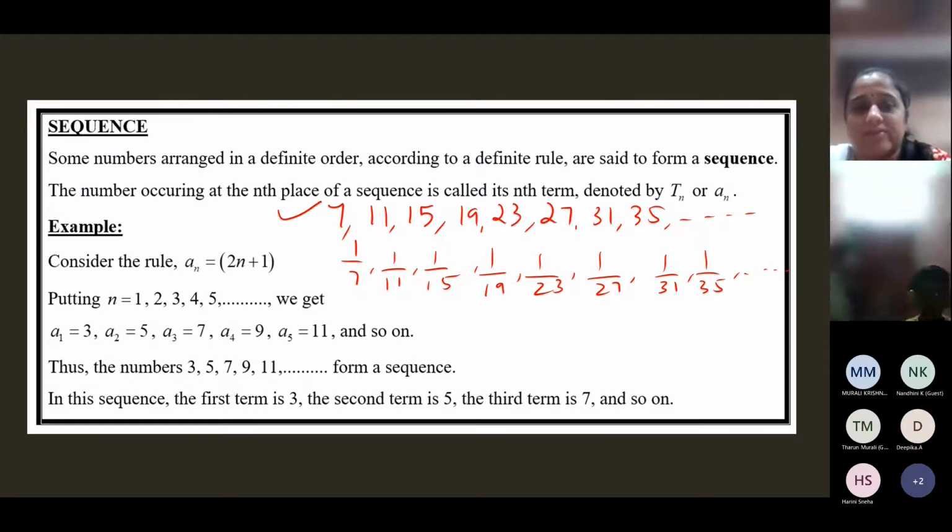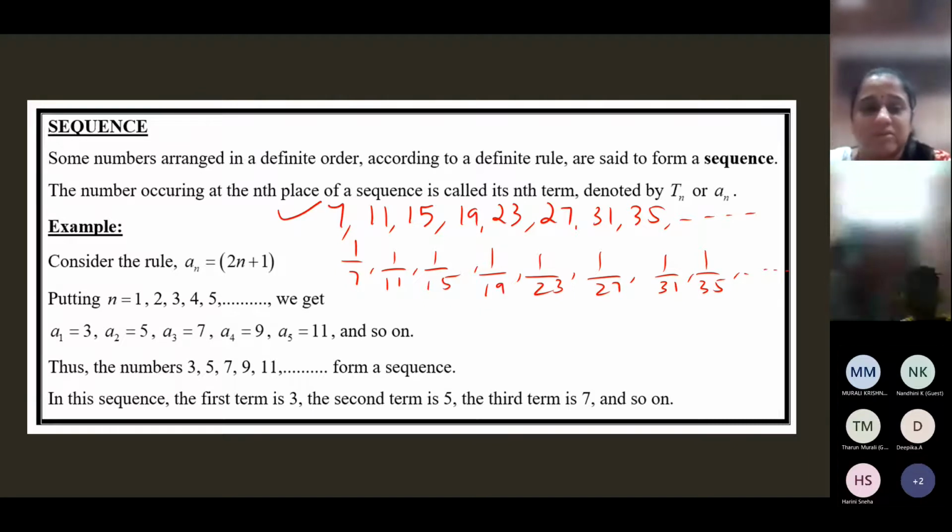That's called the common difference. In the second sequence, if you take the reciprocal of every term, the reciprocals form an arithmetic progression. Such a sequence is said to be in harmonic progression.